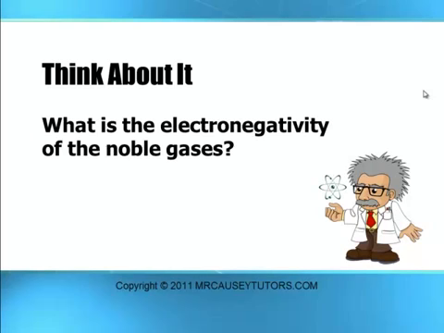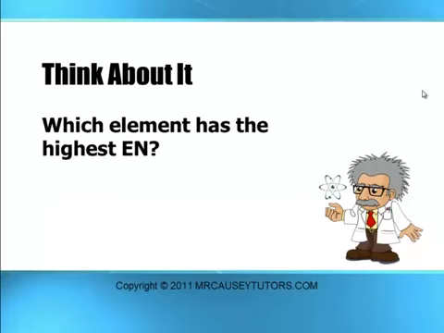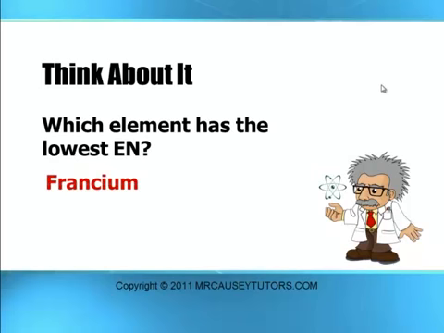Now, let's think about it. What is the electronegativity of the noble gases? And you're probably thinking 0. And you'd be right. Why? Well, because they don't want any electrons, remember? They have filled octets. Let's look at another thing about it. Which element has the highest electronegativity? And of course, you would be thinking fluorine. Which element has the lowest electronegativity? Now, that's excluding the noble gases, and that would be francium.